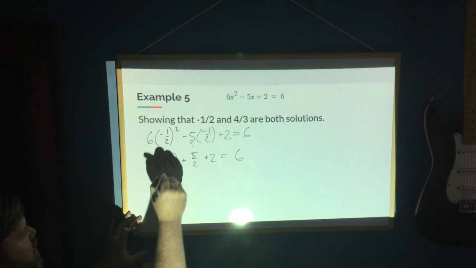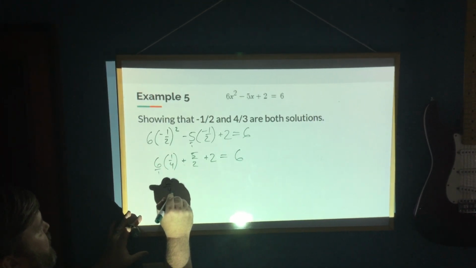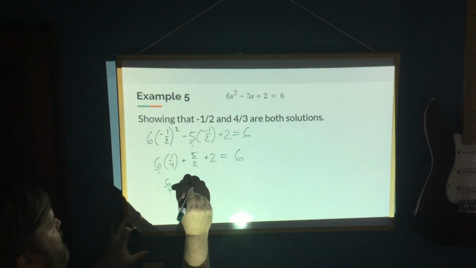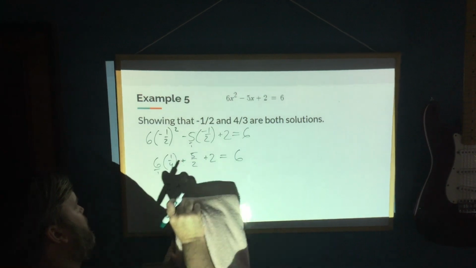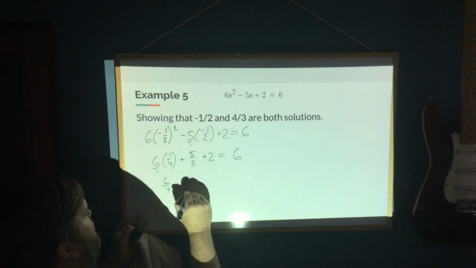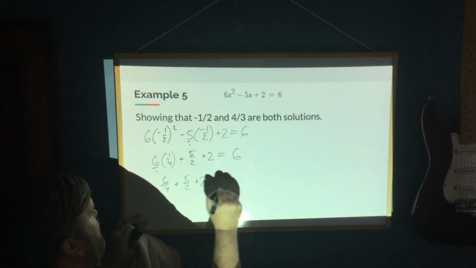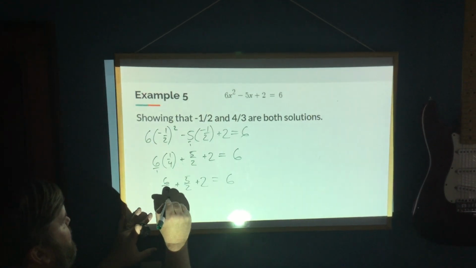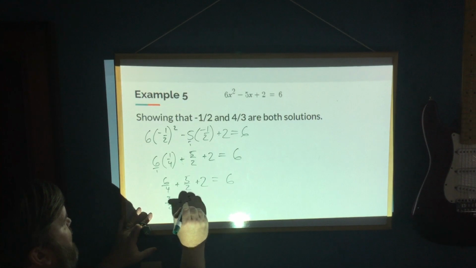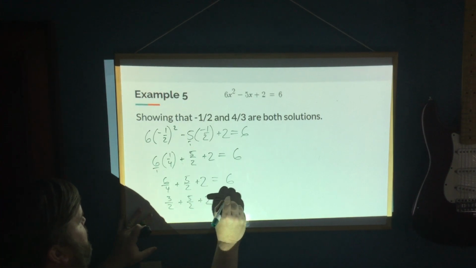Put that over 1 and multiply, that would be 6/4 plus 5/2. Ooh, I don't know what happened there. Try that again. Plus 5/2 plus 2 equals 6. Now, 6/4 reduced to 3 halves plus 5 halves plus 2 equals 6.